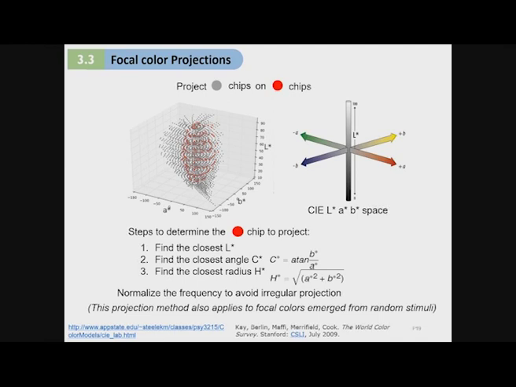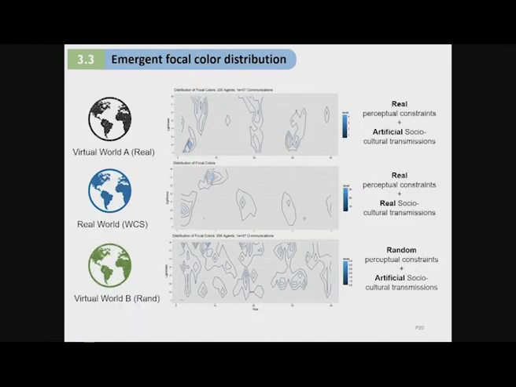And then in order to compare the focal color distributions, we have to project the color chips from the CIE LAB space back to the Munsell chips following these equations. And here are the important results. So this is the WCS focal color distribution. This is the emergent result under the real color stimuli. This is the emergent result under the randomized color stimuli. So briefly speaking, these two are similar, right?